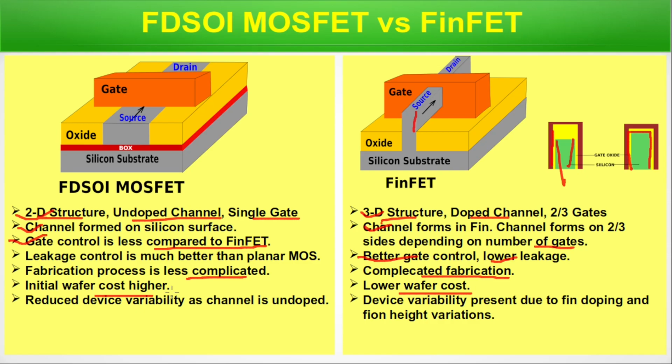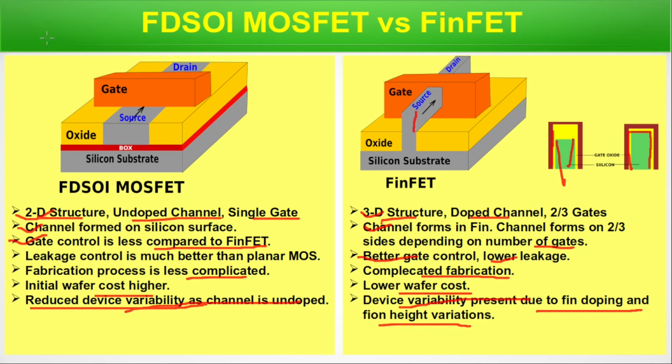FDSOI has reduced device variability as the channel is undoped. And here, device variability is present due to fin doping and fin height variation. Variability is another issue. All devices are manufactured with some processes. Every process has some statistical deviation from its ideal situation. That deviation makes one device different from another device of the very same run. Even within a die, one transistor differs from the other.